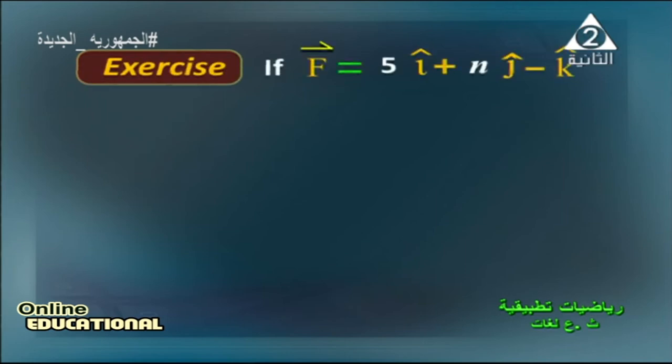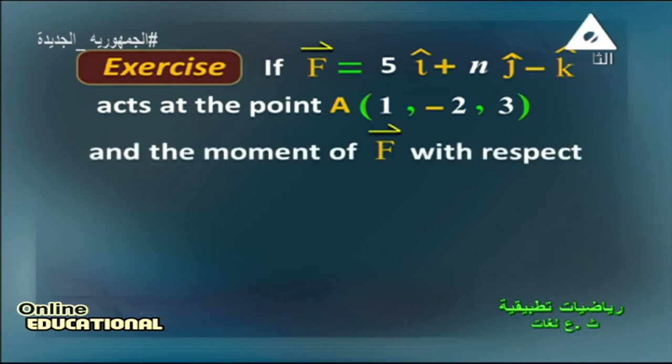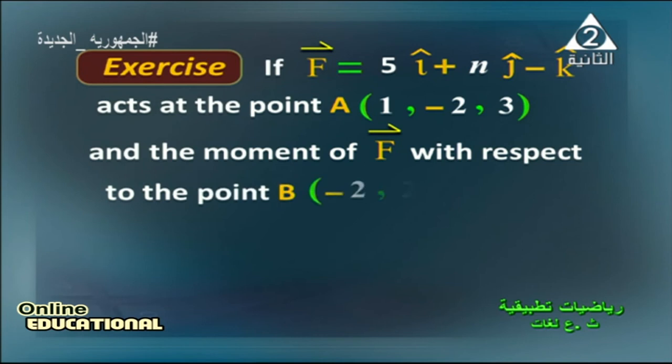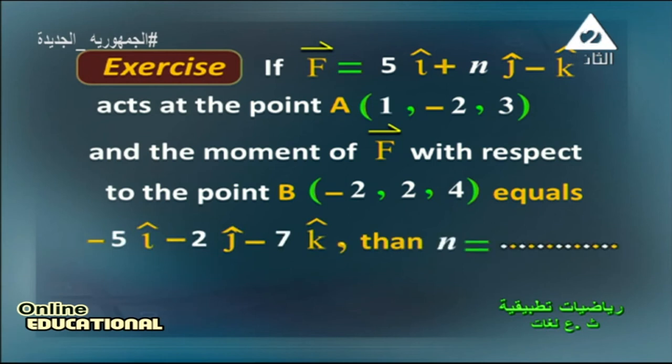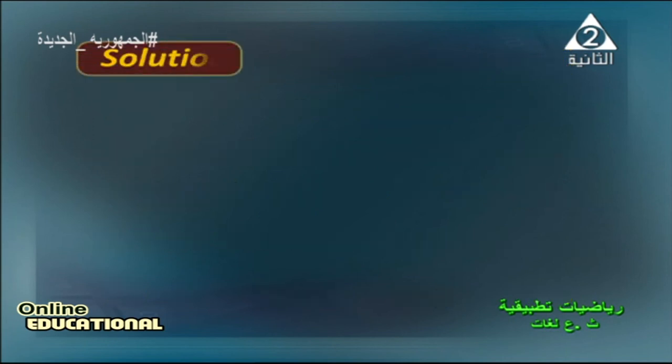Another exercise. If vector F equals 5i plus nj minus k acts at the point A, 1, negative 2, and 3, and the moment of vector F with respect to the point B, negative 2, 2, 4, equals negative 5i minus 2j minus 7k, then n equals negative 9, negative 2, 3, or 9.